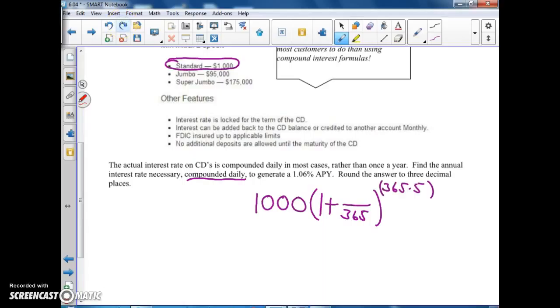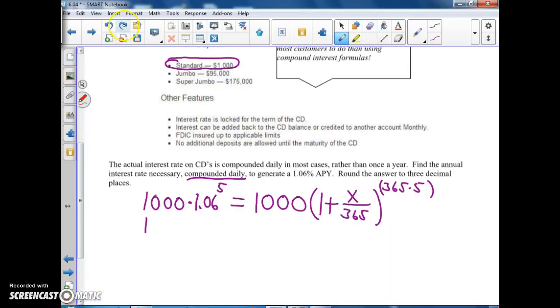So the only thing you've got to still answer is this. What's that going to be right there? 0.0106. All right, so what is the interest rate? The interest rate we'll say is X. Now, what does it equal? So look what it's saying to you now.